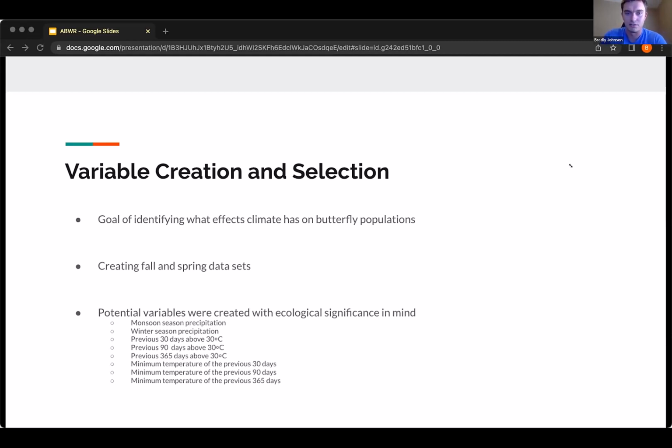Once we created these two groups, we had to create potential variables to analyze the data. Some of these examples are monsoon season precipitation, winter season precipitation, and previous 30, 90, 365 days above 30 degrees Celsius. Some other examples would be minimum temperature of the previous X amount of days, also max and mean.